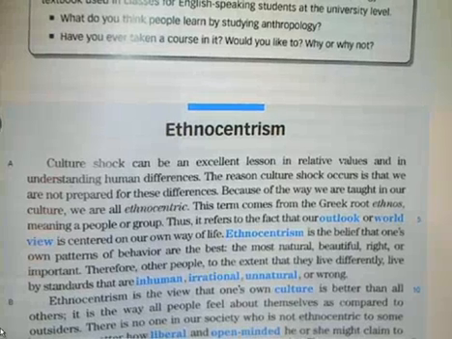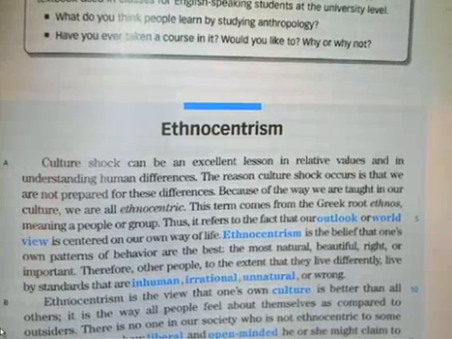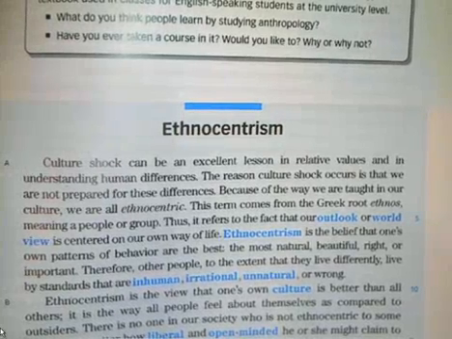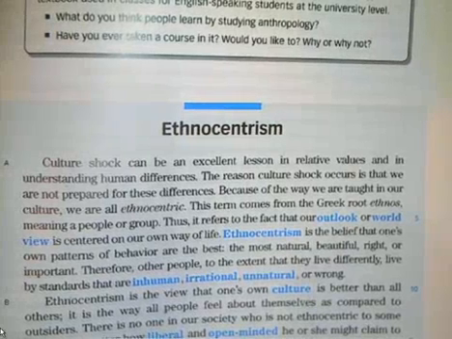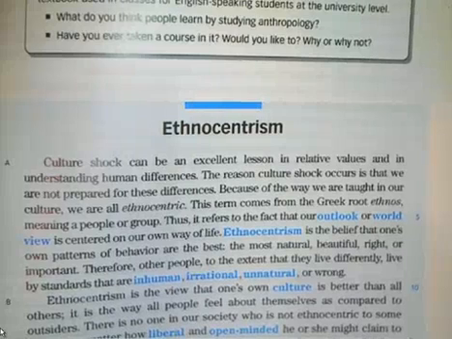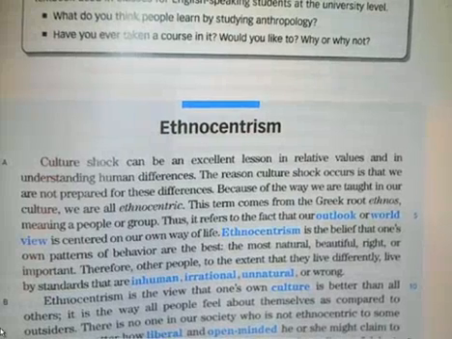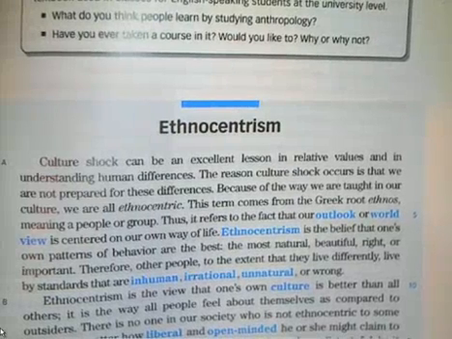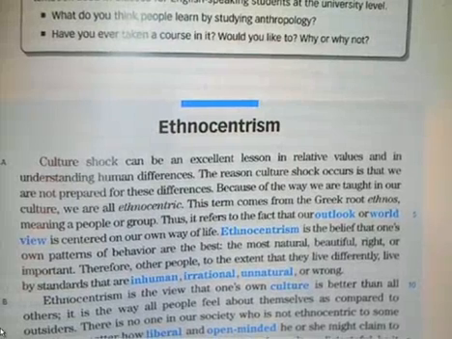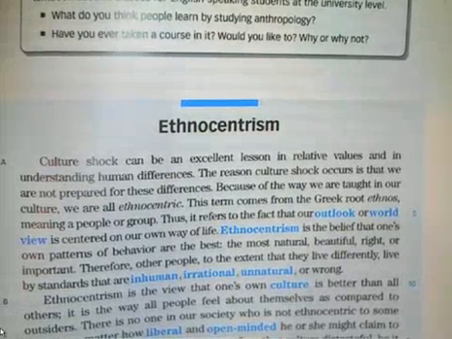But what does ethnocentrism mean? Thus, it refers, so you see, thus. So we are getting now the definition or the meaning of the word ethnocentrism. Thus, it refers to the fact that our outlook or worldview is centered on our own way of life. So if our thinking or our opinion is only centered about our life, we only accept our values or our lives, so we are ethnocentric. If we do not accept how other people live, well, this is a problem. This is ethnocentrism.